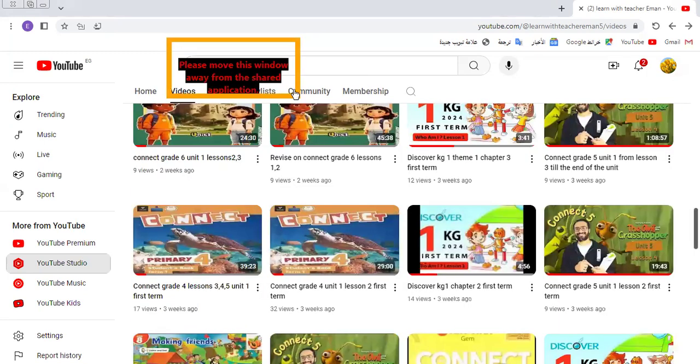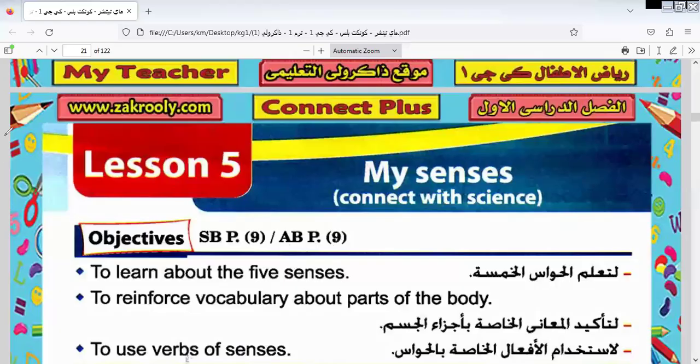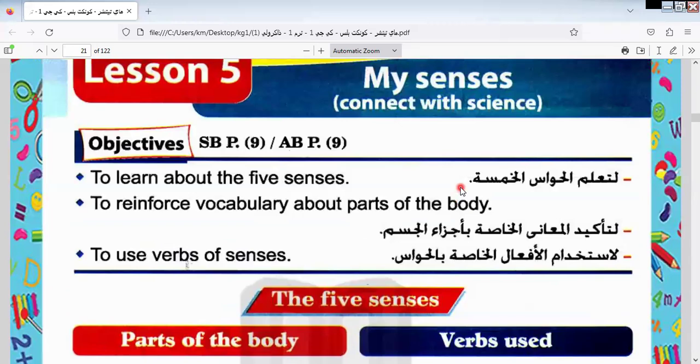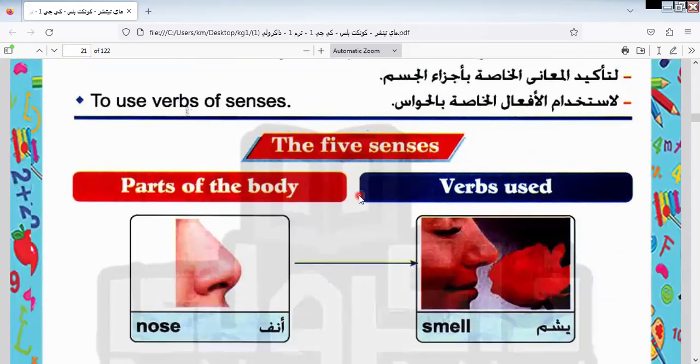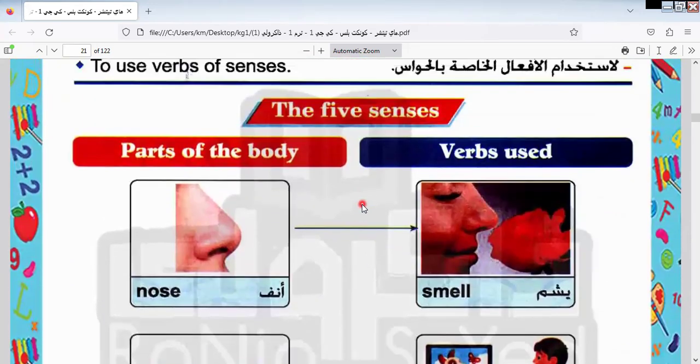Let's go to our lesson today. Last class we stopped here in lesson 5, which is connect with science. As we know, if we talk about science, I talk about what? I talk about senses. How many senses do we have?